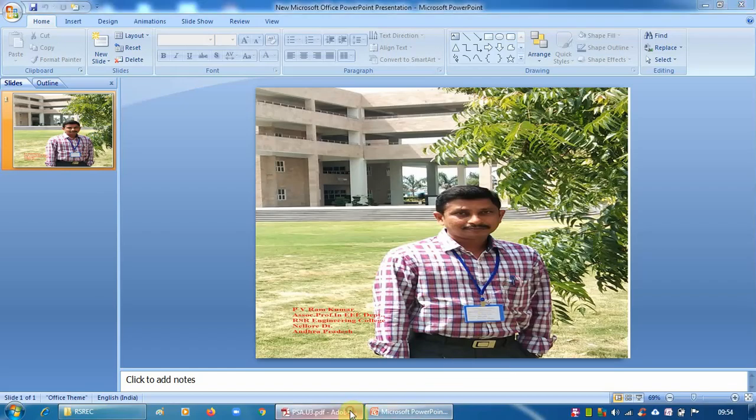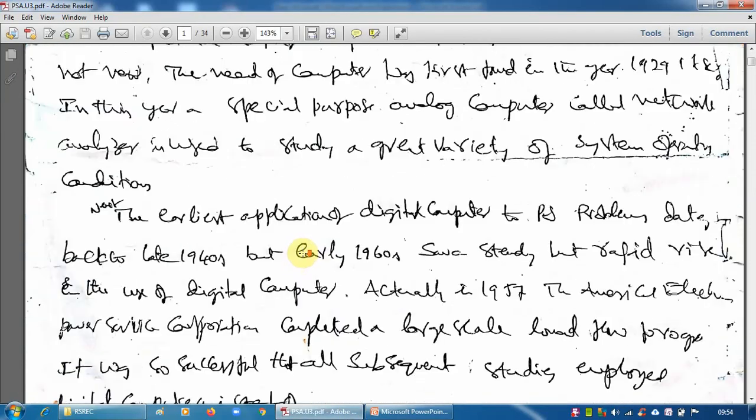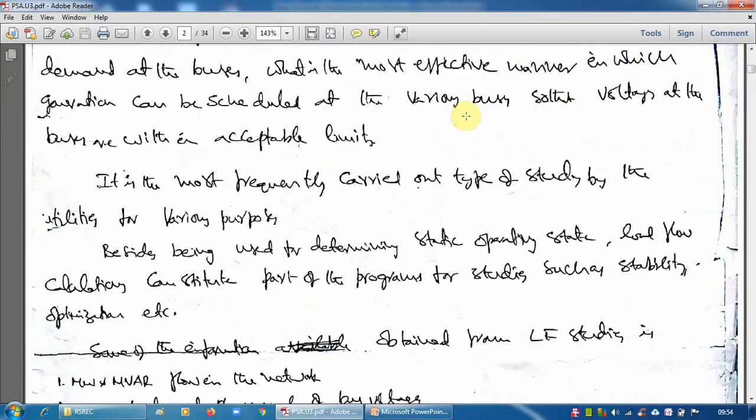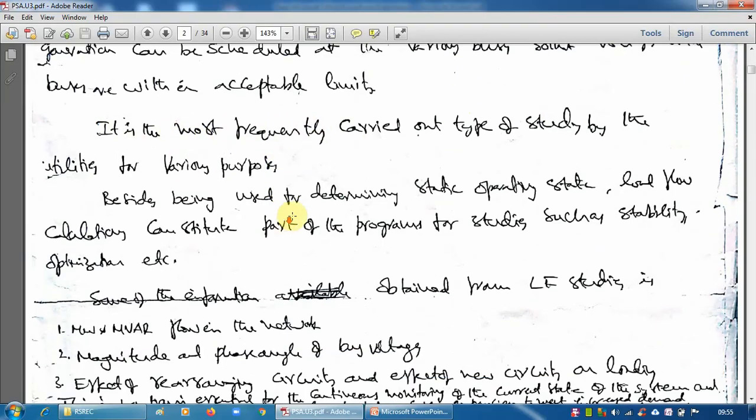Firstly, the first method, the Gauss-Seidel method, we will see, and next we will go for other methods. Load flow study is the most frequently carried out type of study by the utilities for various purposes. That is the reason why it is important. In addition, it is also useful for data preparation of other studies.